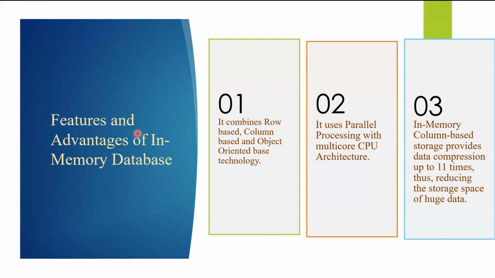Let's see the features and advantages of in-memory database. It combines row-based, column-based, and object-oriented based technologies. Object-oriented based means OOPS ABAP. It uses parallel processing and divides the major tasks into simpler ones and assigns them to each multi-core CPU process. And this in-memory column-based storage provides properties like we have seen in the previous lecture, such as data compression, indexing, and other properties which reduce the storage space of the huge data.